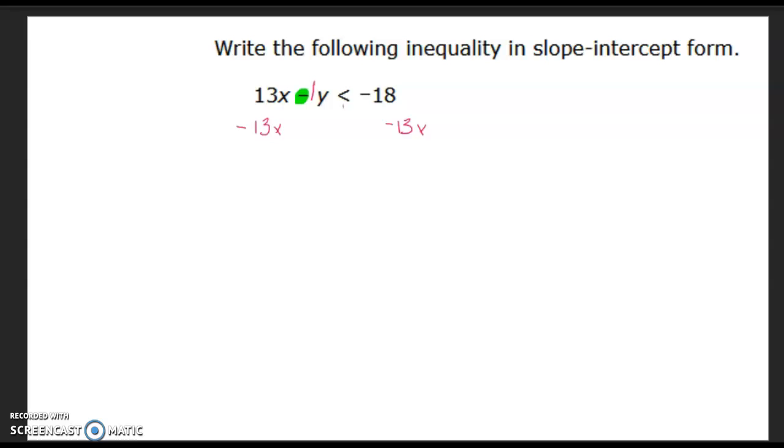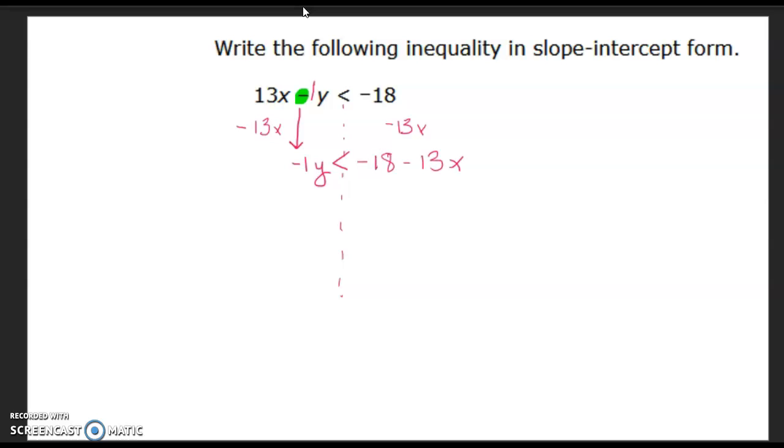Now, when you bring stuff down, this is the halfway point. When you bring stuff down, that negative sign needs to go with it. Do not forget. There's that little -1y less than. And now we have -18 minus 13x.